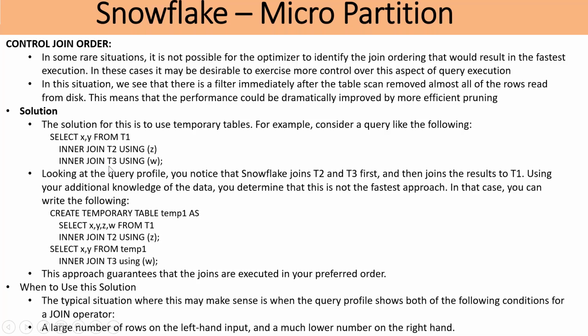So you determine that this is not the fastest approach, because T2 and T3 might have too much data, and the filtering is really happening on T1. T1 might be a small table, and T2 and T3 might be huge tables. So try to filter as much data as possible when you join with another table. That means the number of rows it needs to process becomes very small.